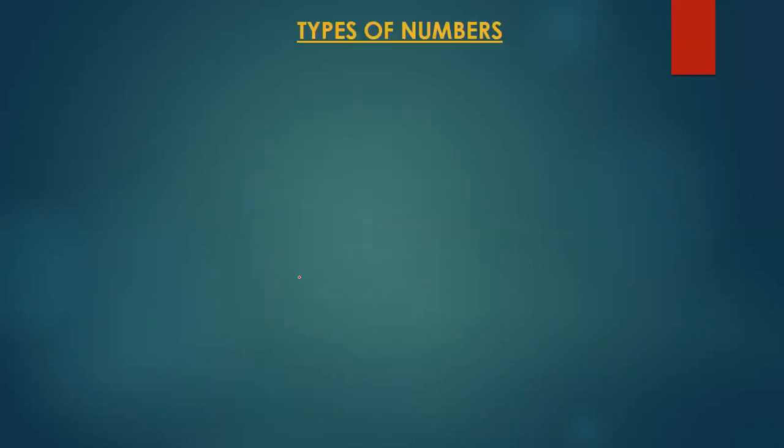Okay, so let's first take a look at the types of numbers. We have different types of numbers, some of which are even numbers, odd numbers, prime numbers, and a lot of other types. I'm going to run through these types of numbers, and then I'll also introduce a new set of numbers which is not normally taught at high school.